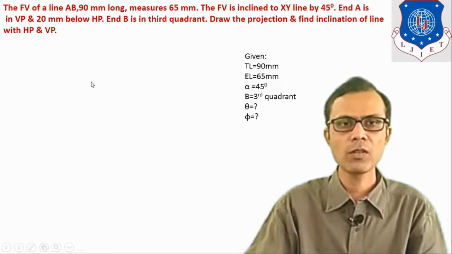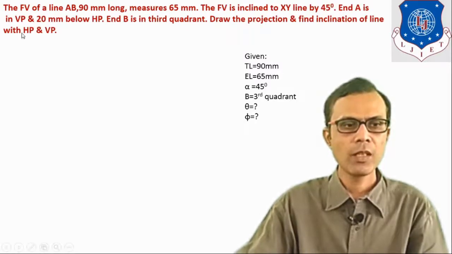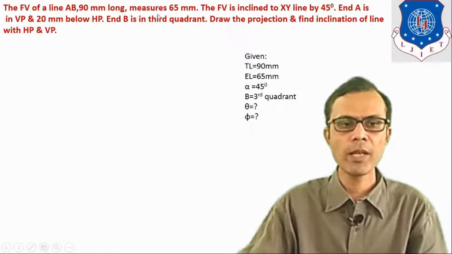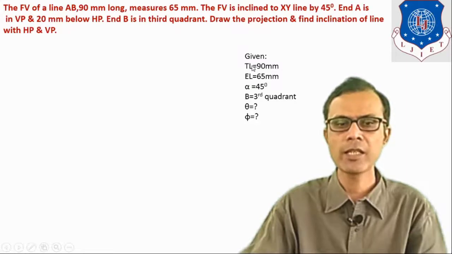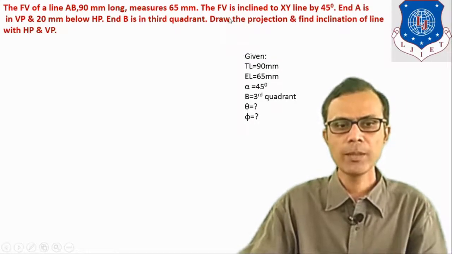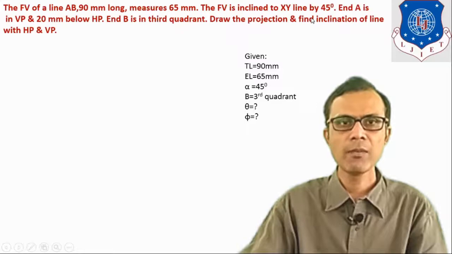So first of all, you should be able to identify the given data. Here, the front view of line AB 90 mm long measures 65 mm. It means the elevation length, the front view length, is 65 mm and the true length TL is 90 mm. The front view is inclined to XY line by 45 degrees. It is an apparent angle, the angle the front view is making, so it is apparent angle alpha. Alpha is 45 degrees.